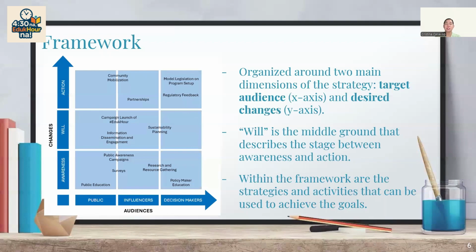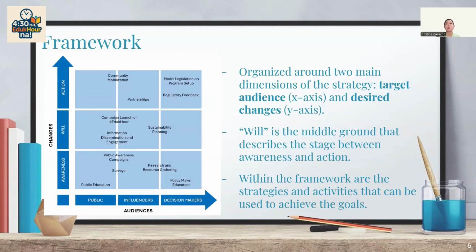So this advocacy strategy framework illustrates the advocacy strategy. It is organized around two main dimensions. The target audience is on the x-axis and the desired changes in the y-axis. So the main actors are the audience, and changes are the results that we want to progress towards the goal.